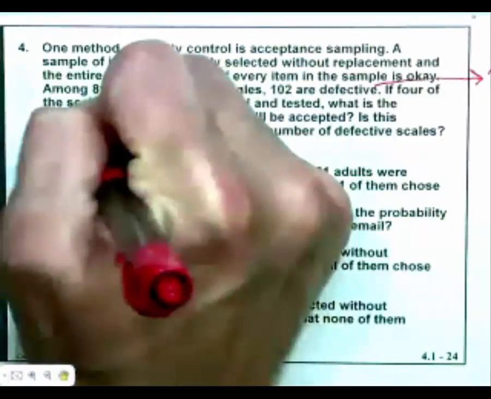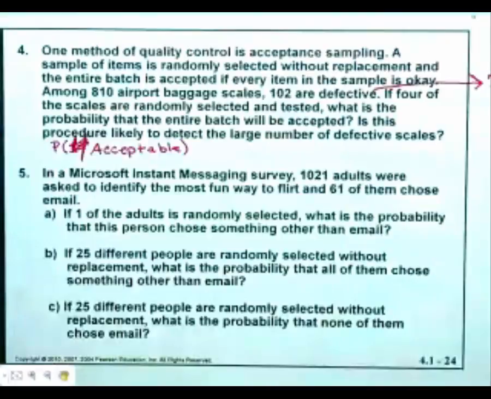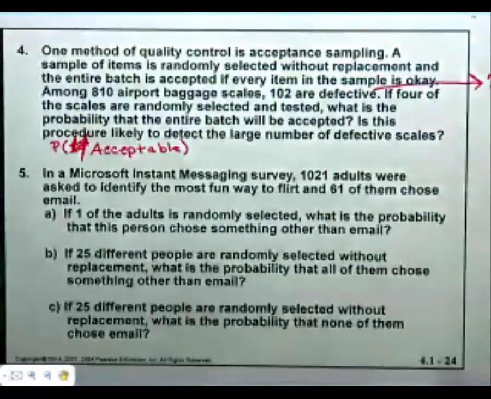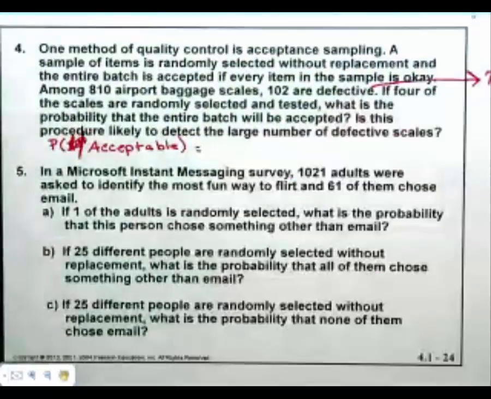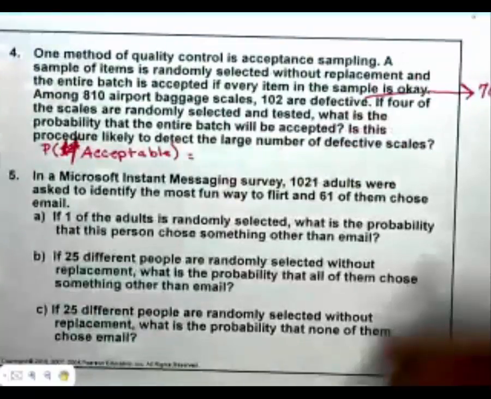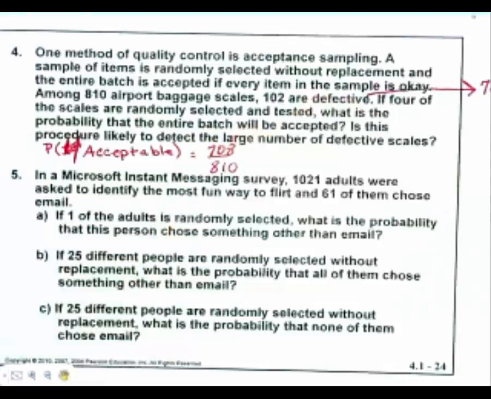If you're writing with a pencil, put a big old 4 on that thing I scratched out. That's what we're actually trying to find, not just the probability that the first is acceptable, but the probability that all 4 are acceptable. Well, in a long conversation, we just figured out that the probability that the first is acceptable is 708 out of 810. That's a pretty high probability that the first one's going to be good.